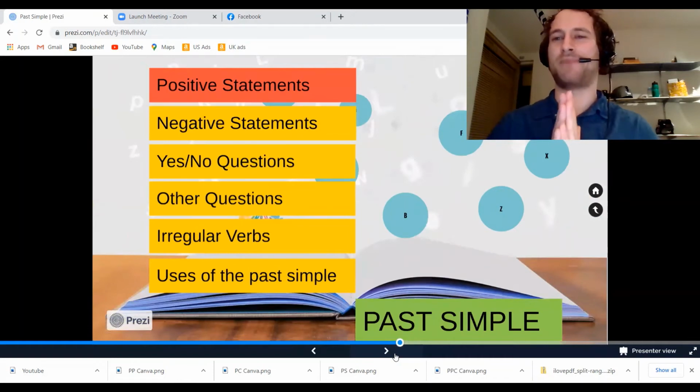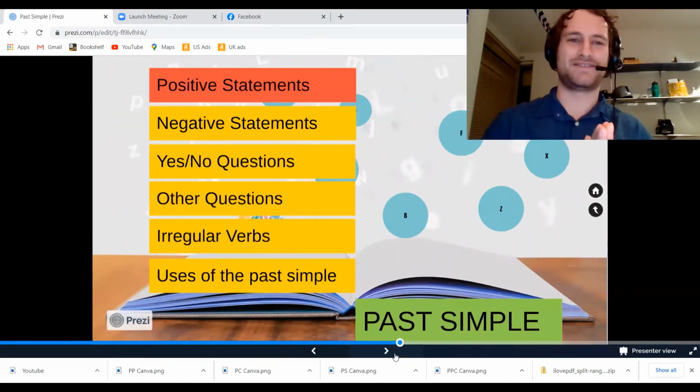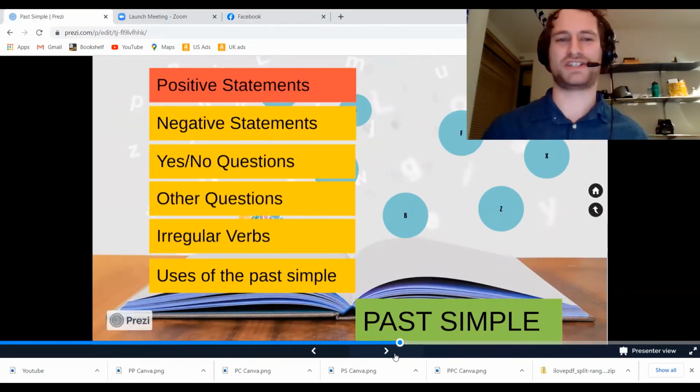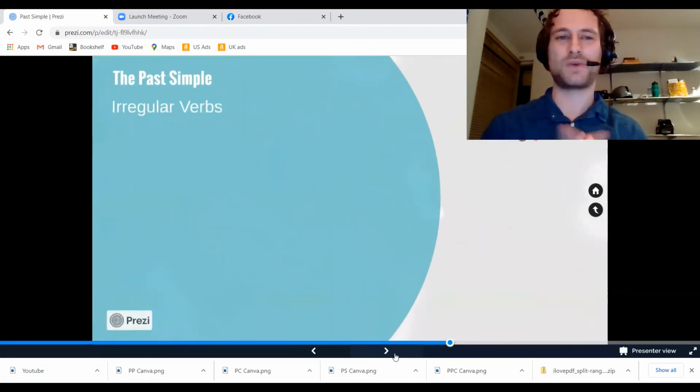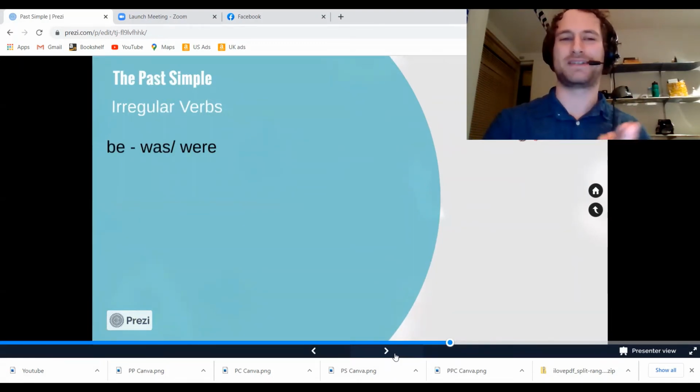All right, we've done positive statements, negative statements, yes/no questions, other questions. Now we want to look at something else. We want to look at irregular verbs using the past, that are important with past participles. So these are irregular past participle verbs. You will want to memorize these verbs so that you can memorize their irregular past participles.